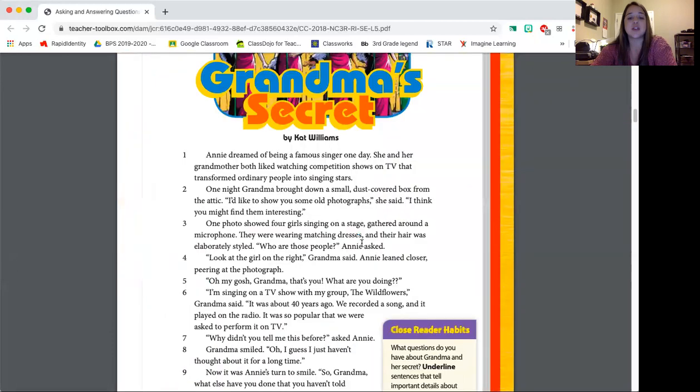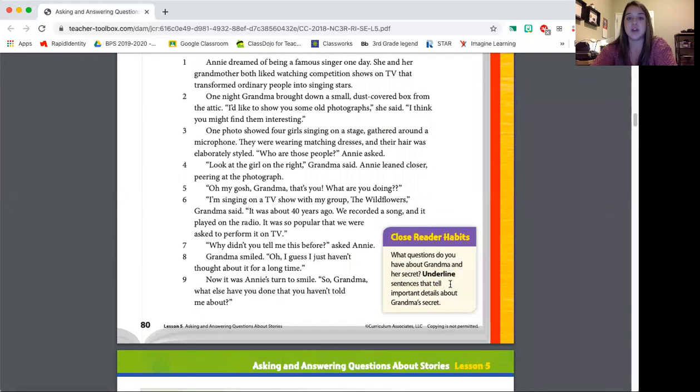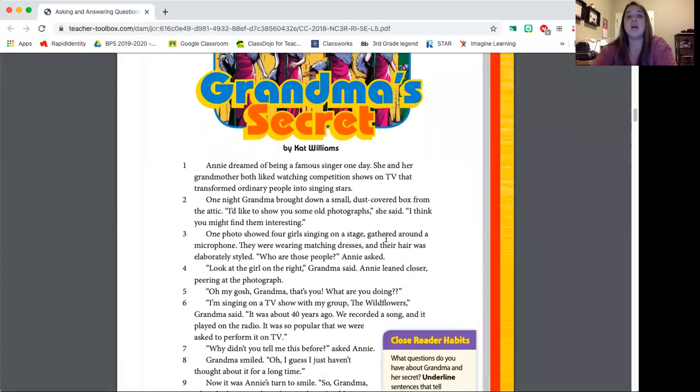Now, once you finish with that, you're gonna go on to Grandma's Secrets, read it, pay attention to the close reader habit. What questions do you have about Grandma and her secret? Underline sentences that tell important details about grandma's secret. You're going to find out and read about a grandma and her secret. Now, what questions might you have? Think about it if it was your grandma, okay? What would you be asking her? What do you want to know more about?